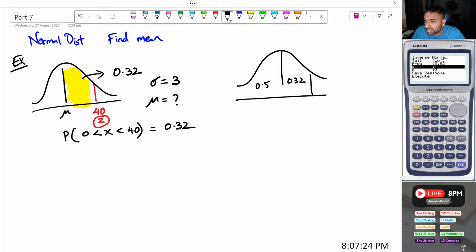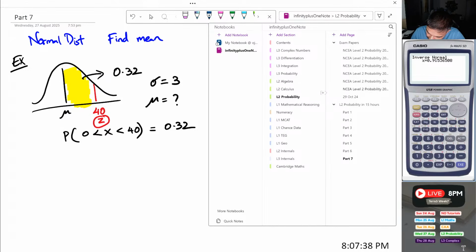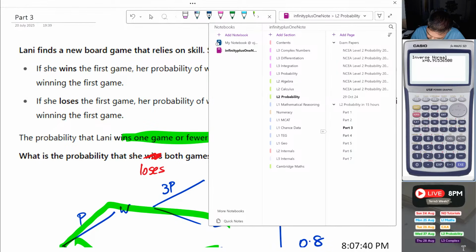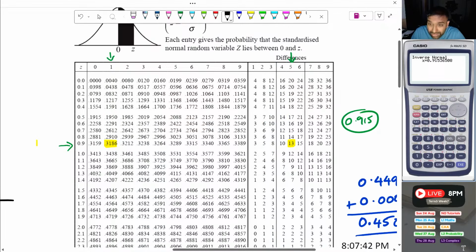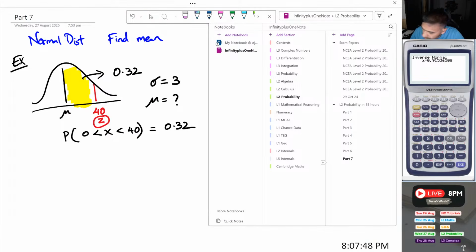The standard deviation I'm going to leave as 1 and the mean as 0, because what I'm trying to find is the Z value. So standard deviation is 1 and mean is 0. When I find this, as you can see, I'm getting 0.915. Now that's what I got in the table before. Was it in part 4? Yeah, see, I showed you that we've got 0.915. So that is the Z value.